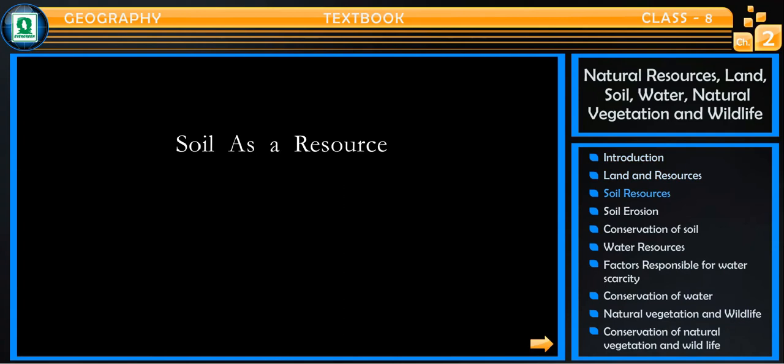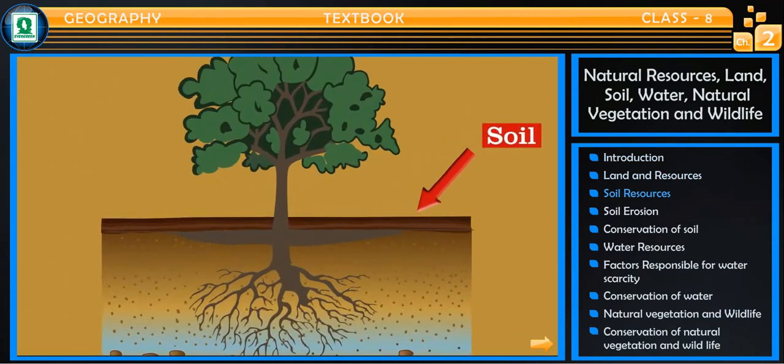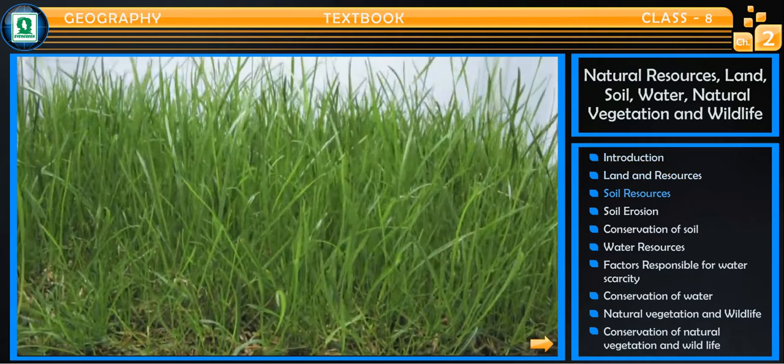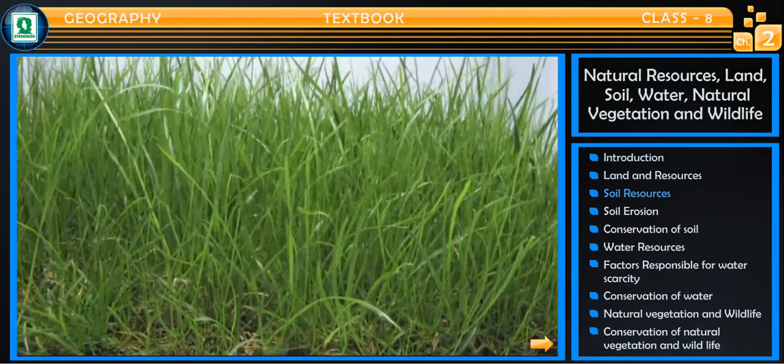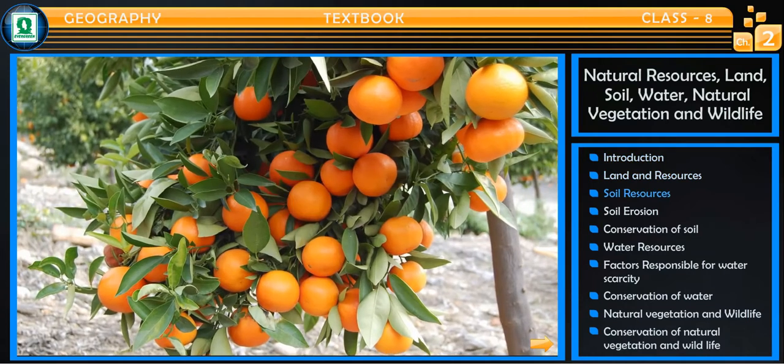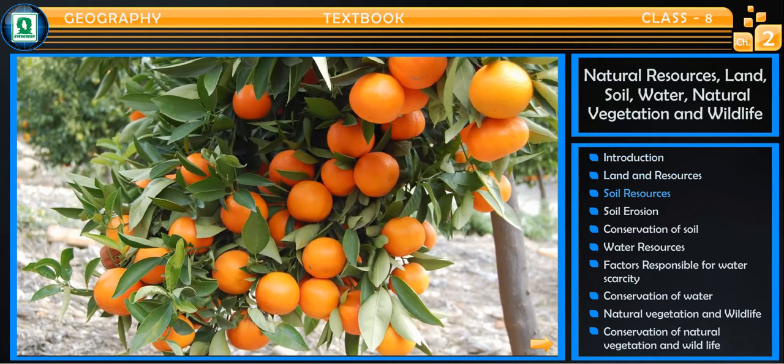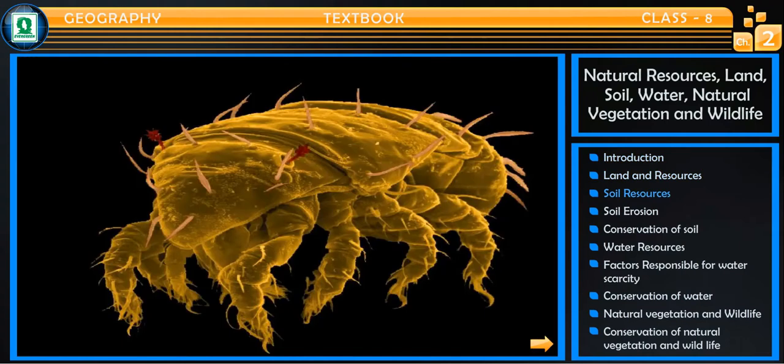Soil as a resource. Soil is the uppermost layer of the Earth's crust. It is the most important renewable natural resource. Soil is the medium for plant growth. Plants provide foods for all land creatures. Many microorganisms are found in the soils.